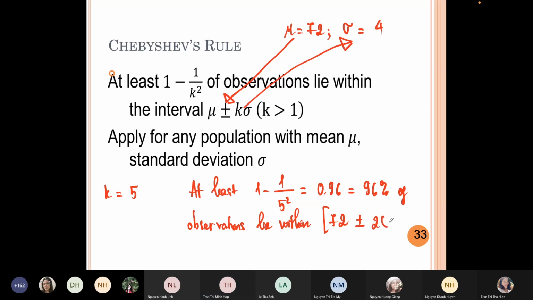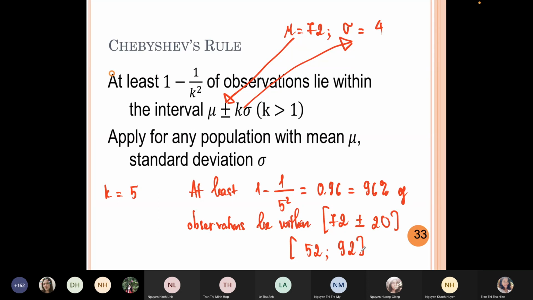20. Tức là trong trường hợp này khi mà k is equal to 5 thì có tới 96% số học sinh trong lớp có điểm rơi vào khoảng từ bao nhiêu đây ạ? 52 cho đến 92. Clear chưa ạ? Có tới 96% số học sinh trong lớp có điểm nằm trong khoảng từ 52 điểm đến 92 điểm.